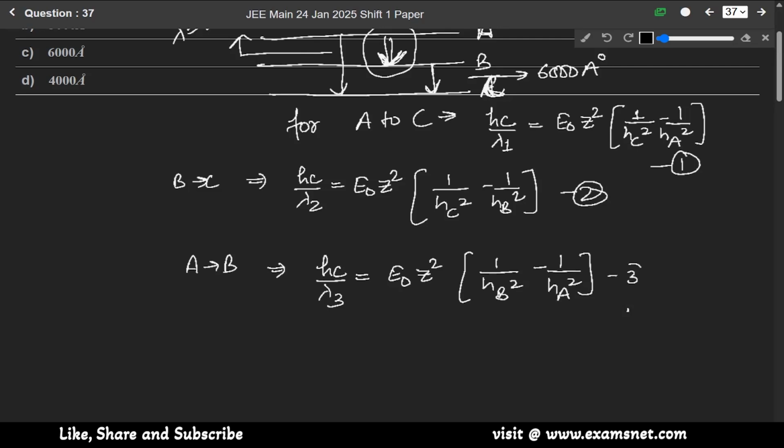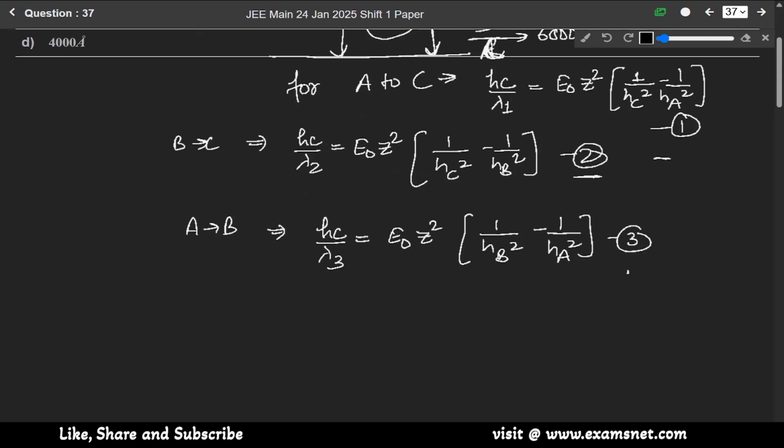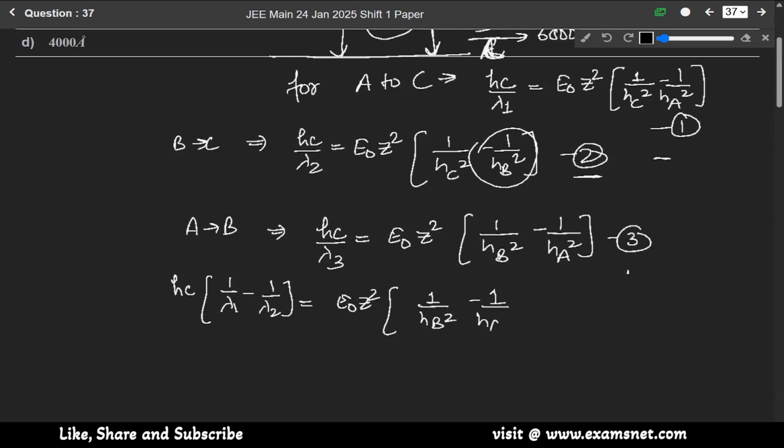This is equation number 3. Okay. So what we will do, let us subtract equation 2 from equation 1. When we subtract equation 2 from equation 1, we get Hc (1/λ1 − 1/λ2). It will be E₀z². This 1/nc² will cancel out 1/nc² and this will become positive. So it will be 1/nb² − 1/na².